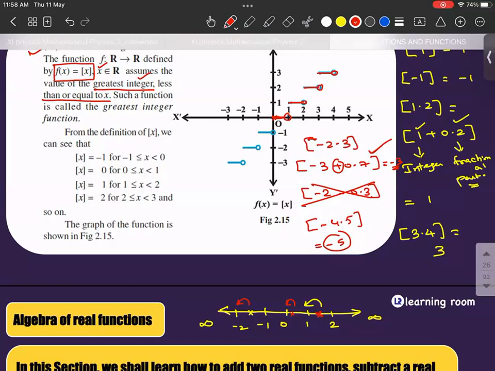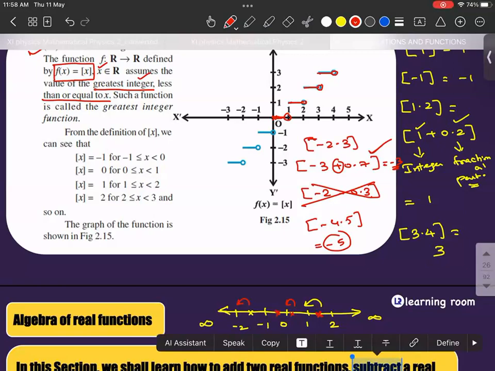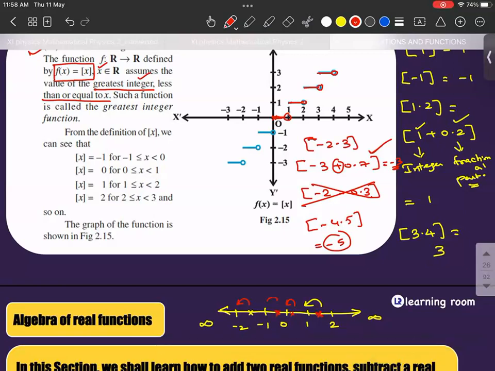So if it is minus 0 point something, what will happen? So greatest integer of minus 0 point something is? 0. No. Minus 1. Look at this graph, no. It's minus 1. So what will happen to the graph? It will be like this and a circle. It will be like this and a circle.